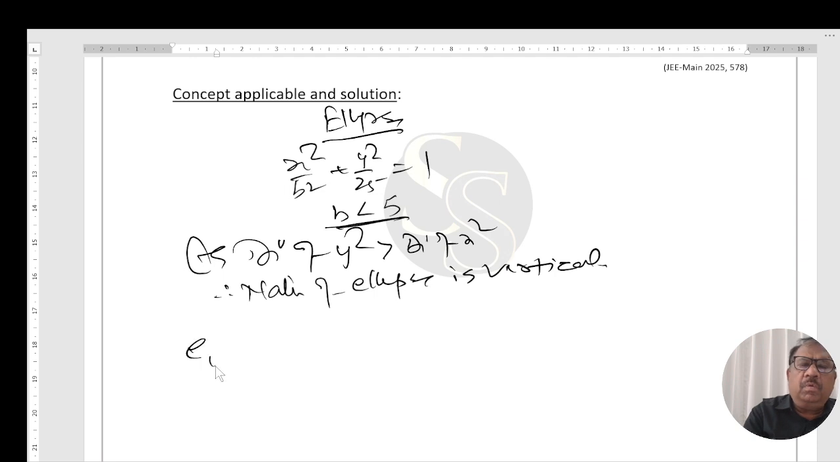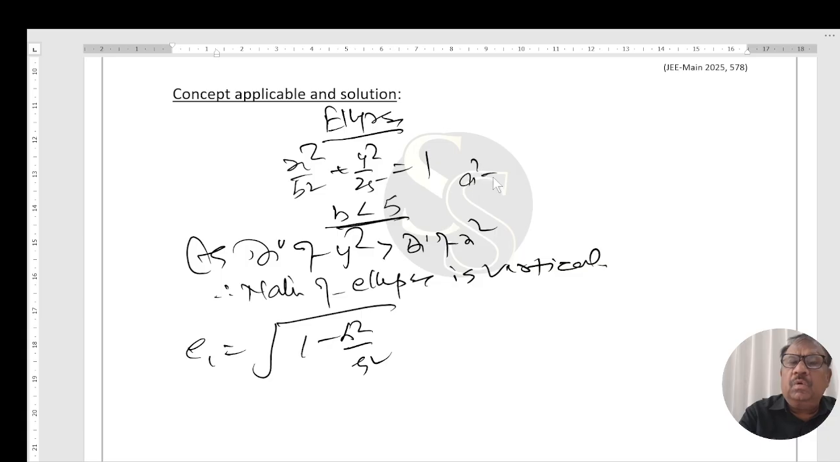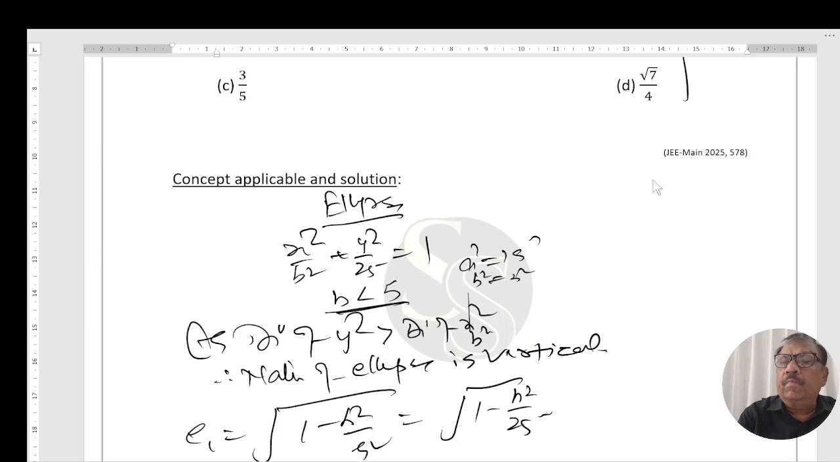And e1 will be equal to under root 1 minus b square upon a square. Here a square is equal to 25, b square is b square. So that comes out to under root 1 minus b square upon 25.